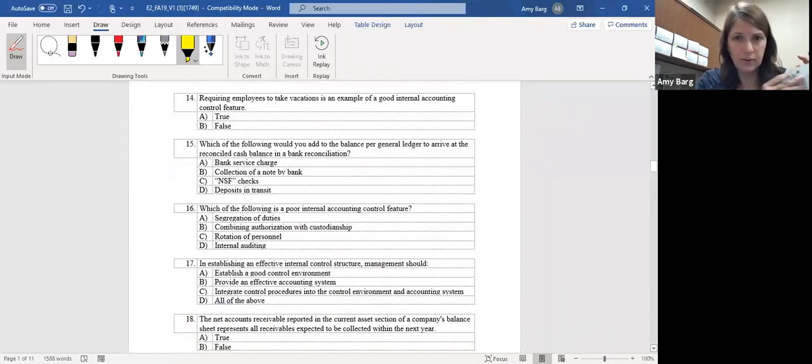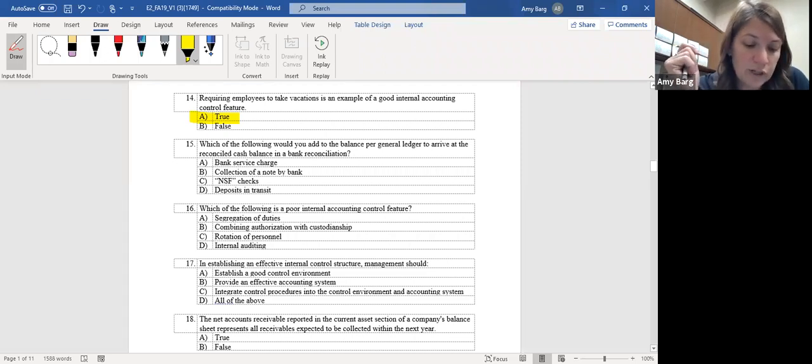Okay, so here we go. Requiring employees to take vacations is an example of a good internal accounting control feature. So you guys talked about internal controls a little bit. They're going to show up on your exam. So the answer to this one is true. It's good to make people take vacations, because if you force people to take vacations and they're doing something shady, then maybe somebody else will catch on to the fact that they're doing something shady. So that's a good thing.